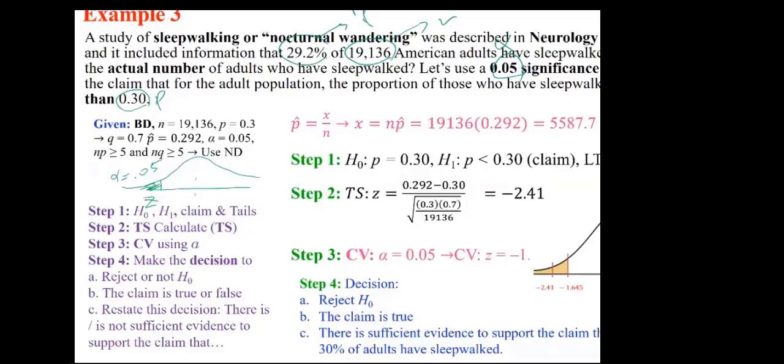Now, for practice, I want to do quickly the p-value method for this example and the confidence interval. I don't want to go through the process of calculation by hand. I want to show you the idea. If you are going to use the table, you want to find the area to the left of negative 2.41. This area would be the p-value.